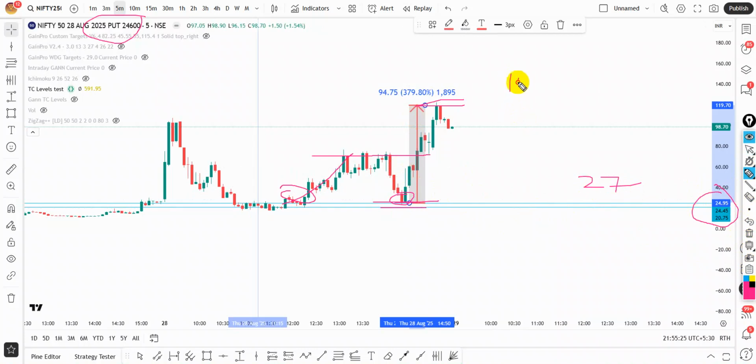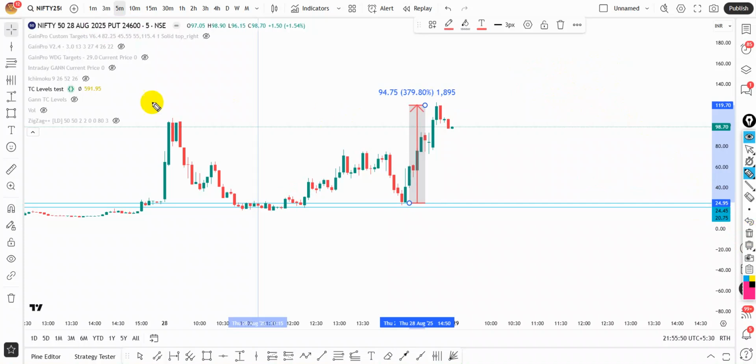100 points into 75, with one lot, is a decent money of 7,500 rupees per lot. So 7.5K is nice money, even for small traders. This is how we should trade the timing candle. I just wanted to explain this because a lot of people are still confused about how to use a timing candle. It's very simple.